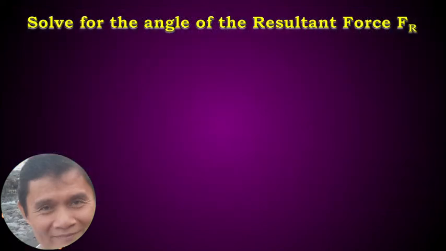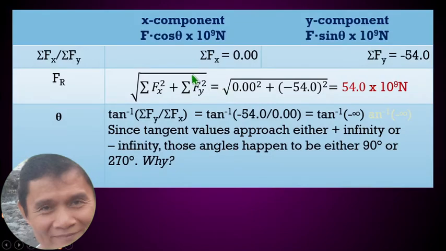To solve for the angle of the resultant force, F sub r, there's a clue there, no? Because your F of x is 0, but you only have F of y, which is negative, so basically pointing downward. If you follow the standard solution, the resultant is the square root of the sum of the forces along x squared plus the sum of the forces along y squared, which in this case, this 0 and the negative, squared, become positive, take the square root, you come up again with 54. Of course, let's attach 10 to the 9 because you might be mistaken that the answer is just 54. It's actually 54 times 10 to the 9.